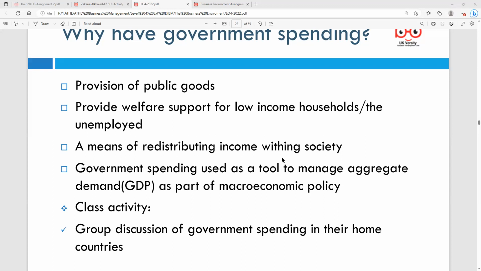Thirdly, it provides welfare support for people who are on low income, unemployed, sick, disabled, or who can't work. The government provides them support so that they can survive and live. It also spends money on housing, so they rehouse unemployed people or people on low incomes. They provide them hospitalization, medicines and schools. So the government spends on this.